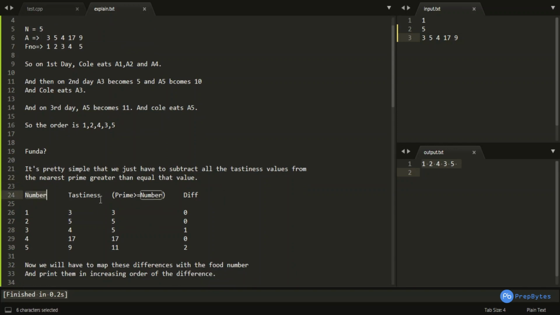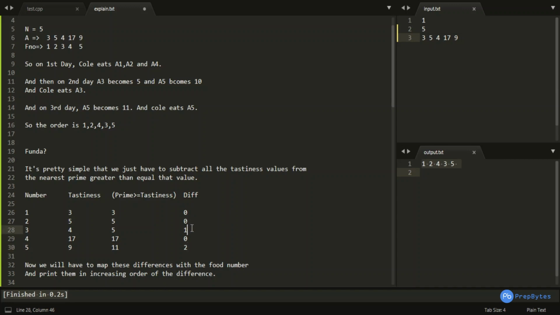Let's just say this is the food number and this is the tastiness value. So for tastiness value 3, the prime number which is greater than or equal to it is nothing but 3, and for 5 it is 5. For 4, the nearest prime greater than or equal to the tastiness is 5. For 17 it is 17 because 17 is a prime number, and for 9 it is 11. Now the differences between the nearest prime number and the tastiness values would be 0, 0, 1, 0 and 2, right? So the ones with difference 0 are the ones Cole would be eating on the first day itself because they are already prime numbers.